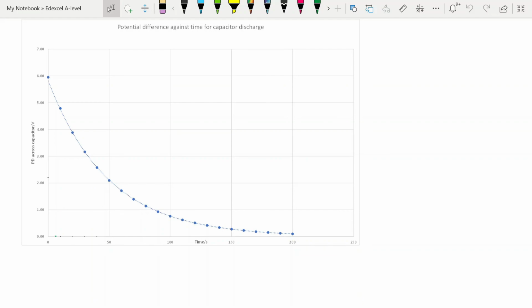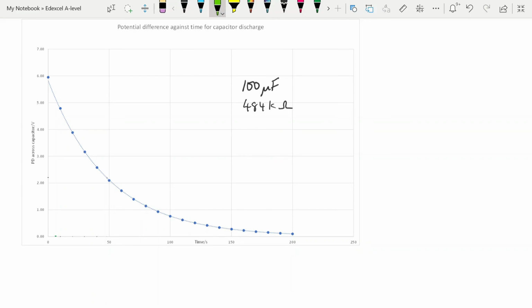Now I'm using this particular V-T graph, which I took from the work that I did for Core Practical 11, because this is actual data. This is for a 100 microfarad, 484 kilo ohm circuit. And I mentioned these numbers because these numbers are very important. And let's think about why.